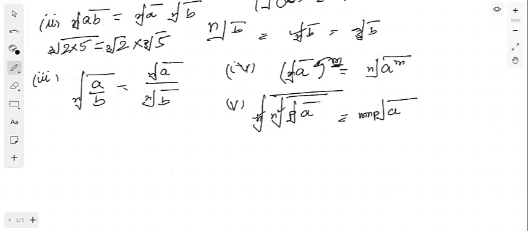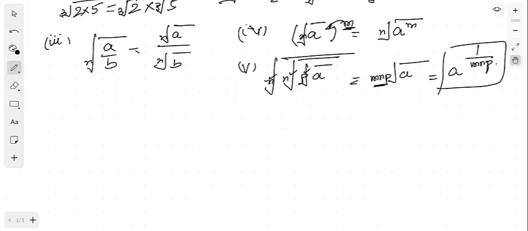By multiplying all these three, we can make it as 1, and we can write it like this, which is equal to a to the power 1 divided by m and p. So these are the 5 properties which are important when we are talking about surds. Let us move on to the question type now.